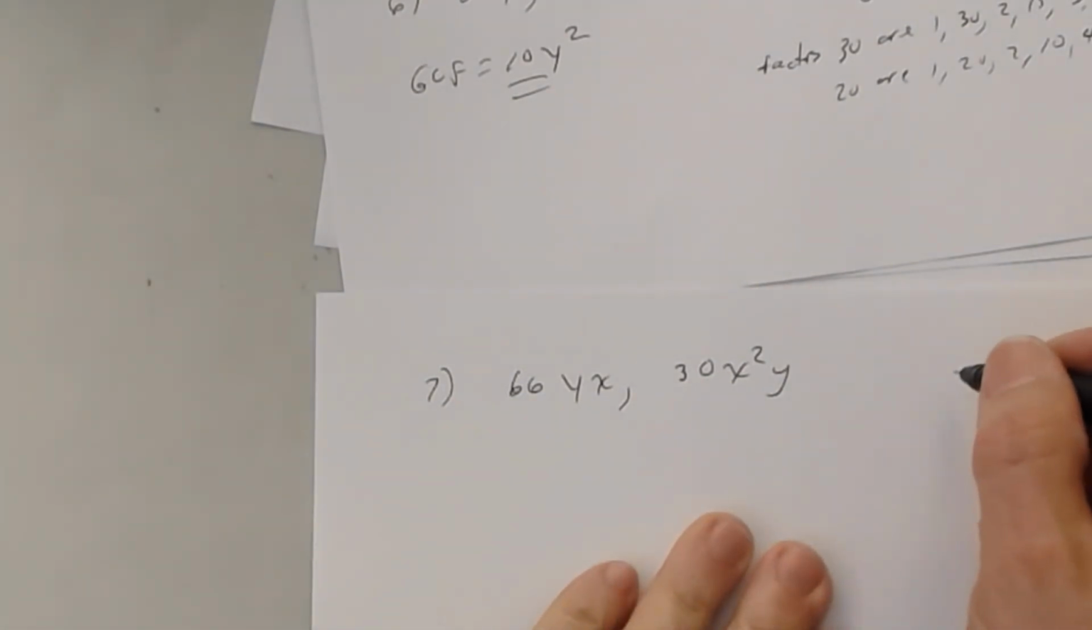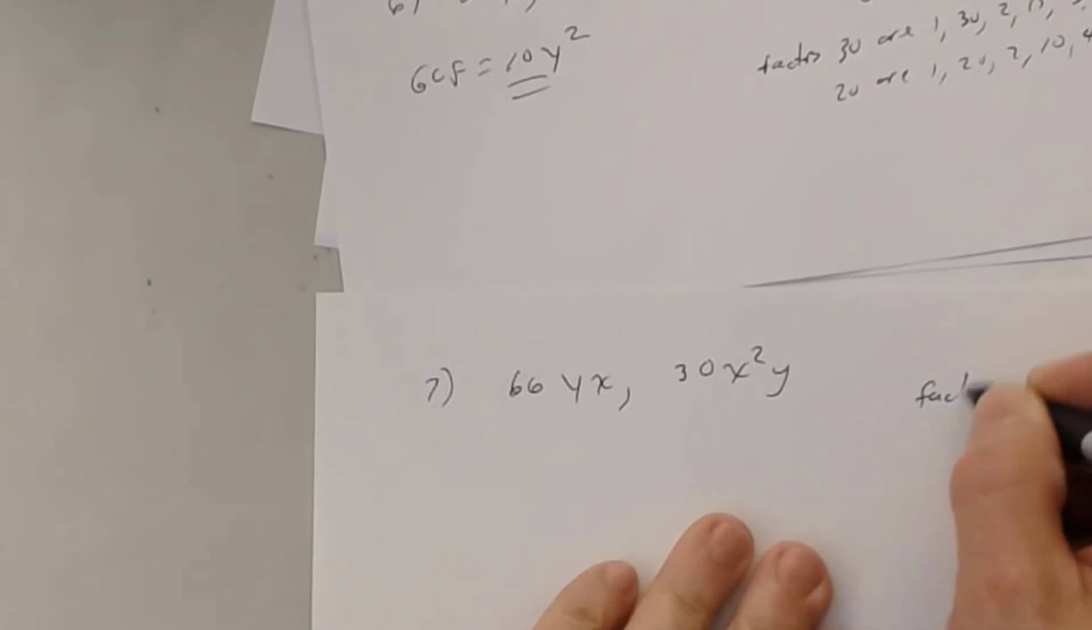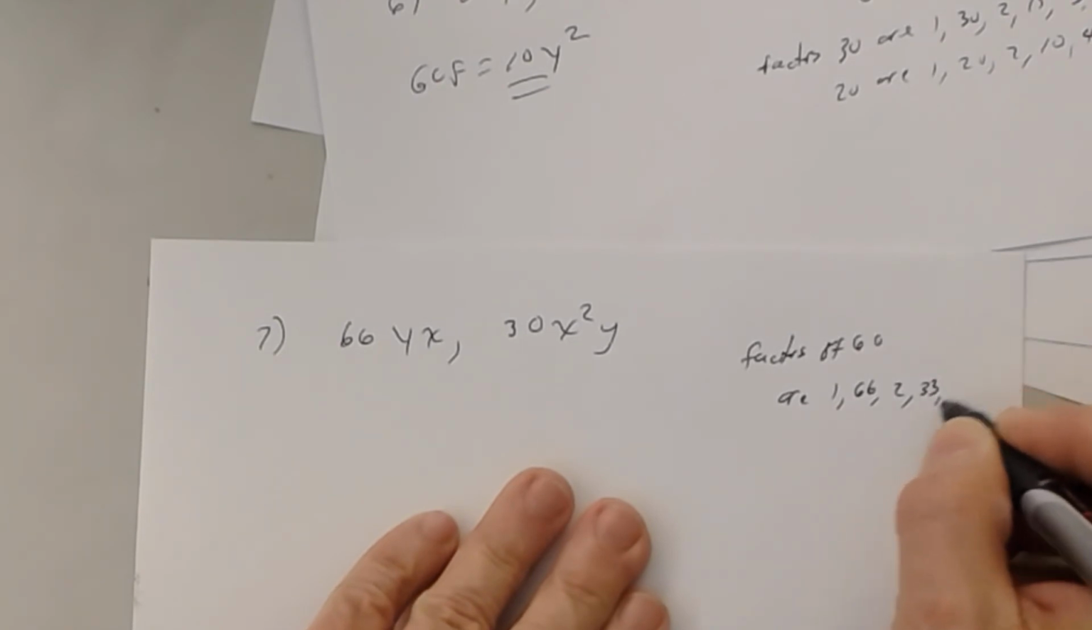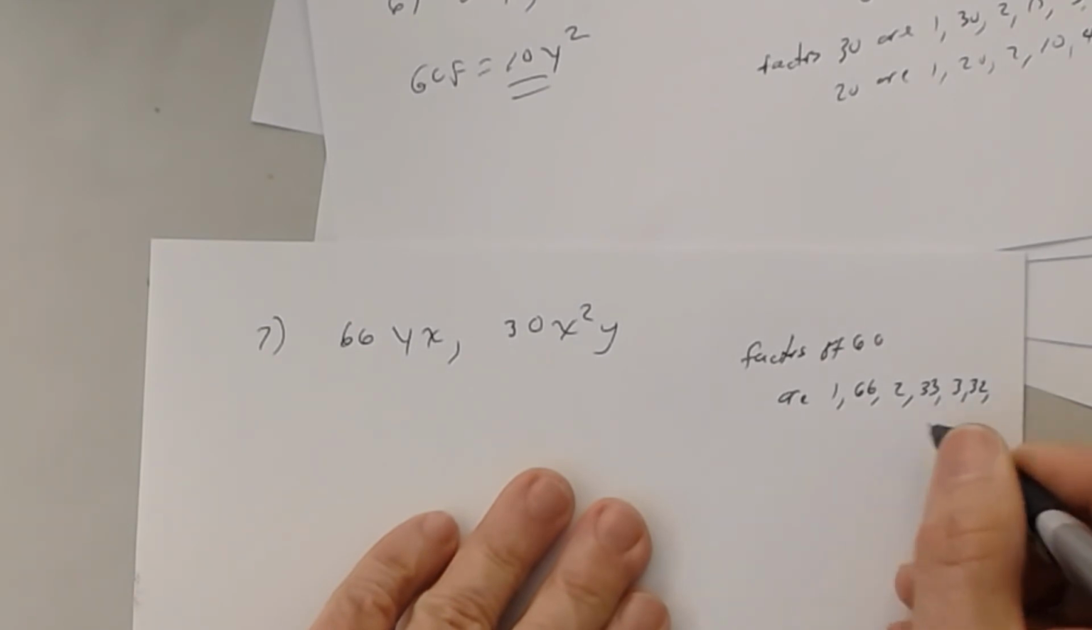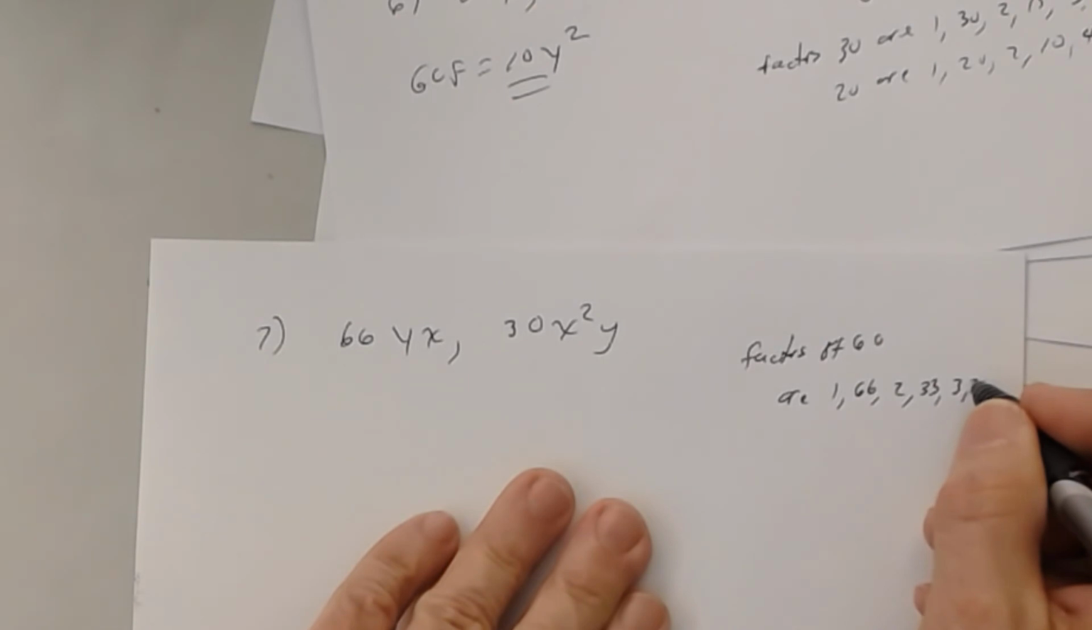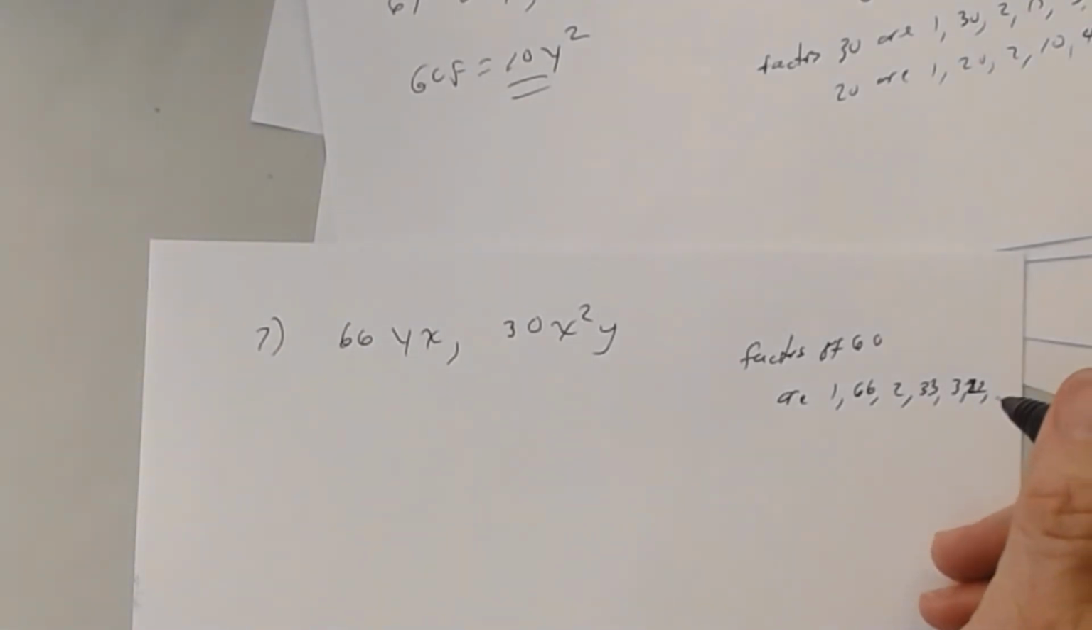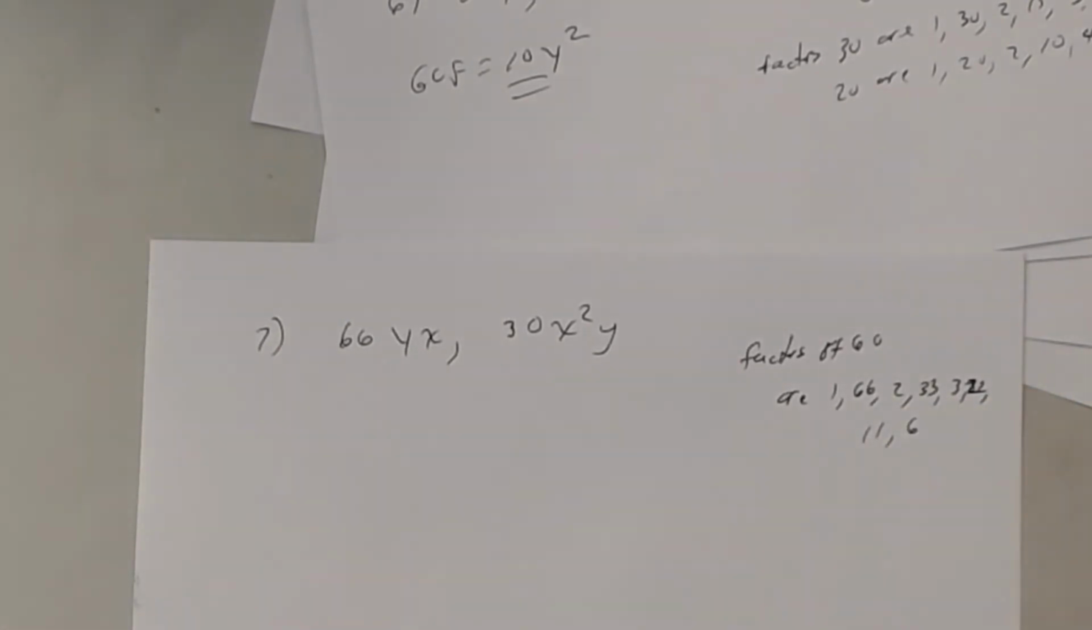So what I suggest you do at this point, and even on the test, because if you come early, you have plenty of time: do the factor tree or list the factors, whatever you need to do. So look at the factors of 66. 1 and 66, 2 in what? 33. 3 in what? 22, right? 22. 11 in 6. What else?